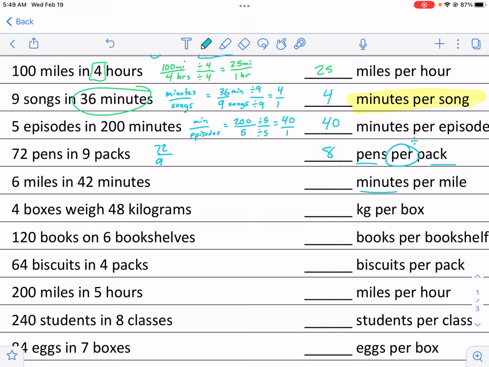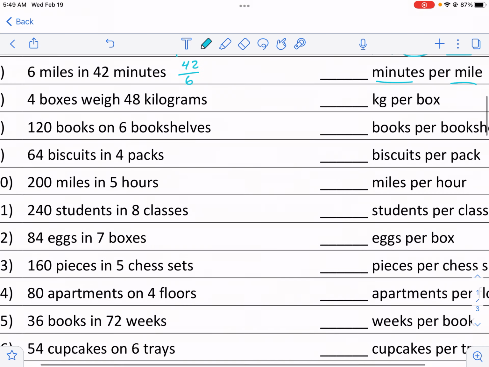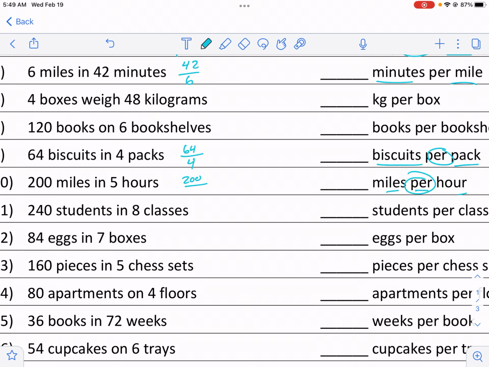Just double check here, minutes per mile. We're going to put minutes on top, 42, and then miles on the bottom, 6. Okay, so I'm just going to show you how to set it up. The first thing I would do is make sure these are all set up correctly. So this is 64 biscuits per, divide, pack 4, and then handle it that way. Let's do maybe a couple more. Miles per hour. Okay, miles per is divide, hour 5, just like that.